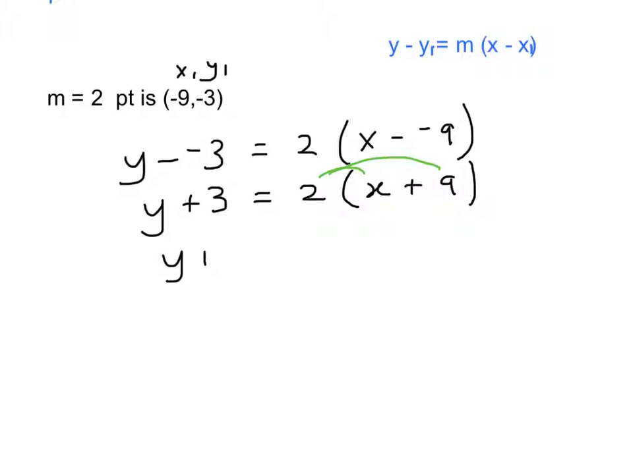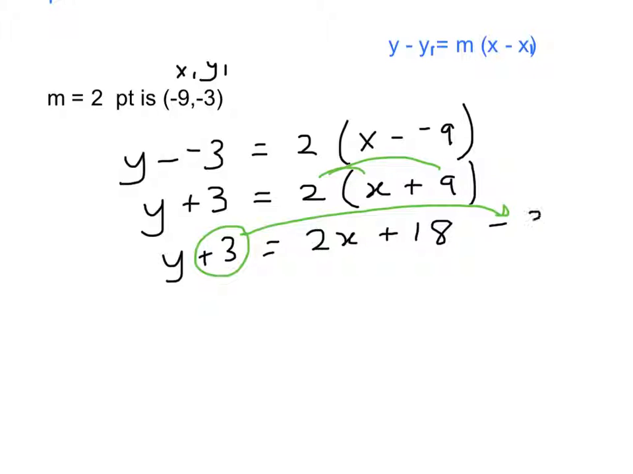Here, y plus 3 equals 2x plus 18, as 2 multiplies everything in the bracket. Now I want to put this on the other side. Plus 3 becomes minus 3 on that side. So I have y equals 2x plus 15. It's the equation of the straight line that runs through the point negative 9, negative 3, and has a gradient of 2. Okay, there's my gradient of 2, so that's right.